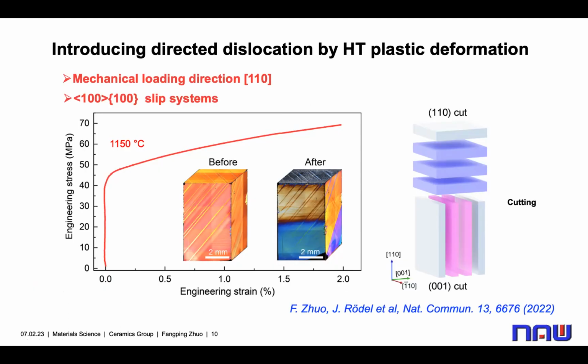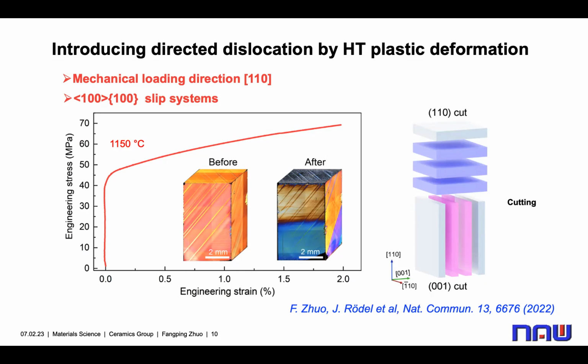elastic deformation region and the plastic deformation region. So the plastic deformation will contribute to the introduction of dislocations into the barium titanate single crystals. If we check the optical images, we see some changes in the domain patterns.